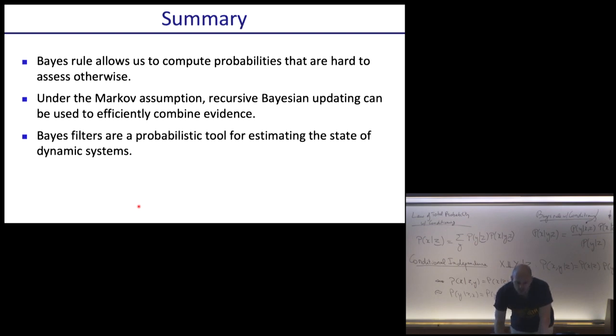So, in summary, Bayes' rule allows us to compute probabilities that are hard to assess otherwise. That's really what's going on here under the hood. We don't have direct access to the distribution we want. We have access to, in some sense, the reverse distribution. We can use it to get what we want. Under the Markov assumption, this recursive Bayesian updating can be done very efficiently. And Bayes filters are the common probabilistic tool for estimating the state of dynamic systems.